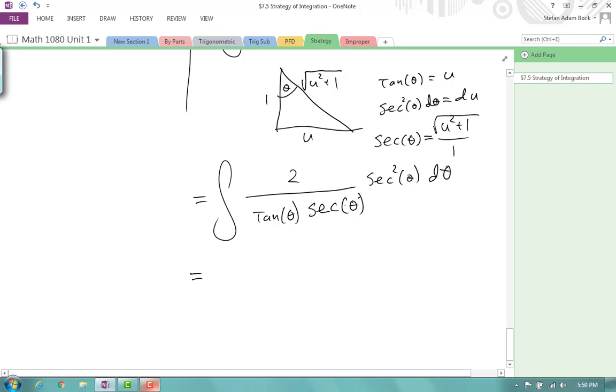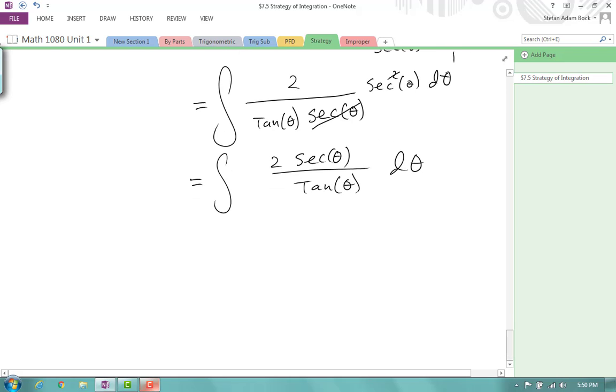So that secant cancels with that secant. I have the integral of 2 secant theta over tangent theta d theta. So this is turned into a 7.2 problem, it looks like. I have 1 over cosine, 2, I'm going to change everything to sines and cosines, see if I can fix it.